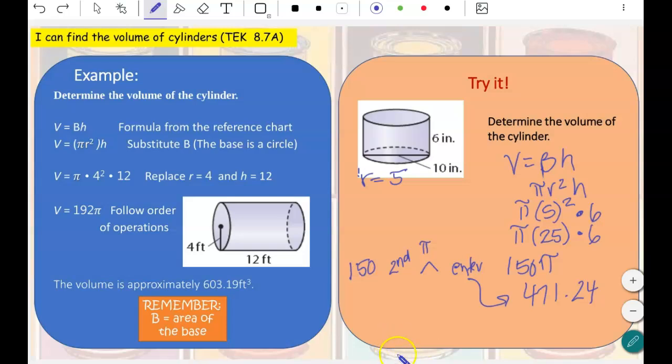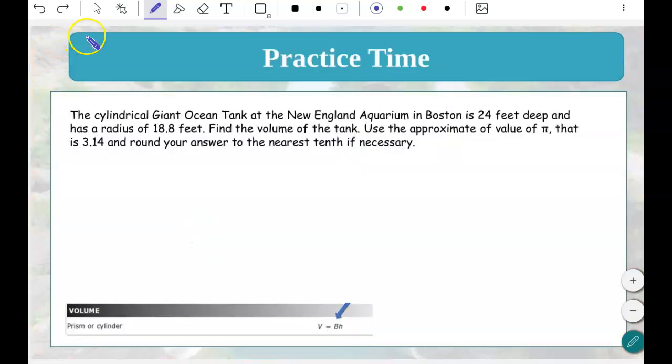All right, let's go ahead and practice a few more. The cylindrical giant ocean tank at the New England Aquarium in Boston is 24 feet deep. It has a radius of 18.8 feet. Find the volume of the tank. Use the approximate value of pi, that is 3.14. So we're going to use 3.14 because it tells us to, and then round the answer to the nearest tenth.